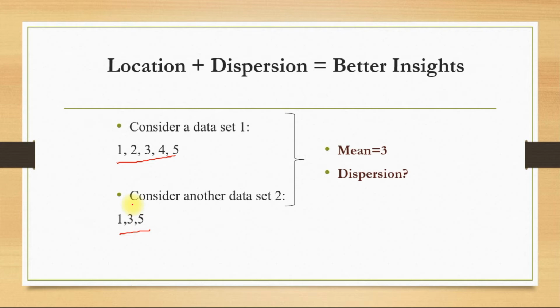The answer to this question is obviously no. In dataset 1, observations are 1 unit apart, right? The difference between 1 and 2 is 1. The difference between 2 and 3 is 1, and so on. While in dataset 2, this distance is 2 units. So the difference between 1 and 3 is 2. The difference between 3 and 5 is 2. So that means both series have a different pattern of dispersion.